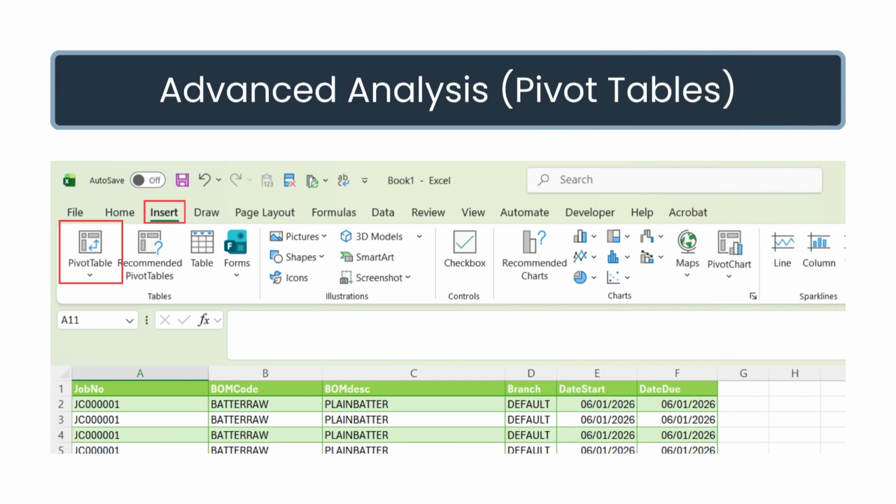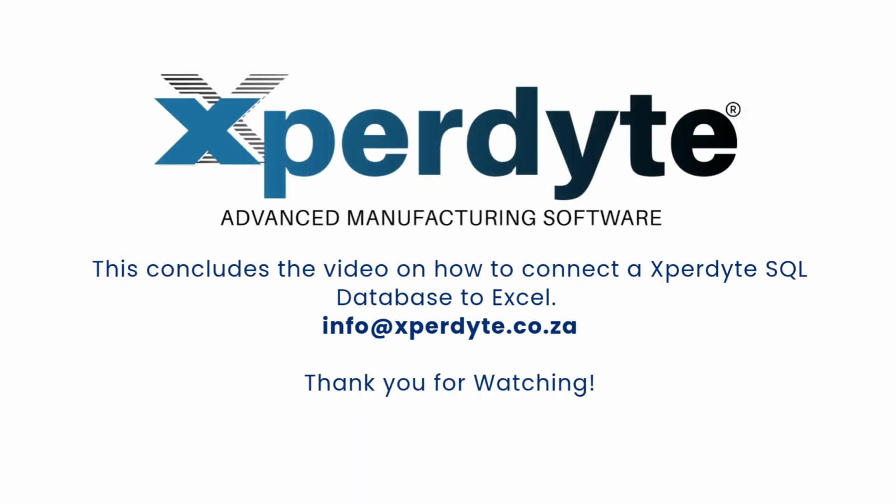Now that your data is live, you can insert a pivot table. Since Excel recognizes the data range automatically, you can immediately start slicing and dicing your job costs, material usage, and labor hours. Custom reporting made easy. By connecting Xperdyte to Excel, you keep your finger on the pulse of your factory floor.